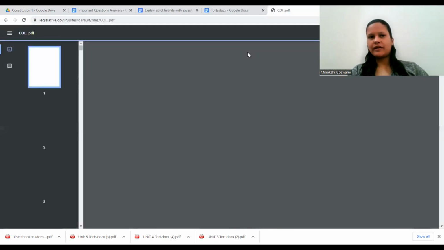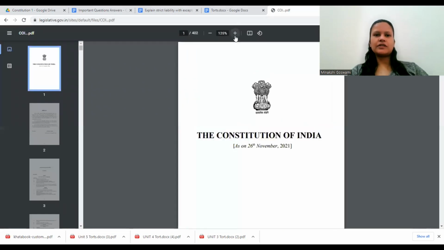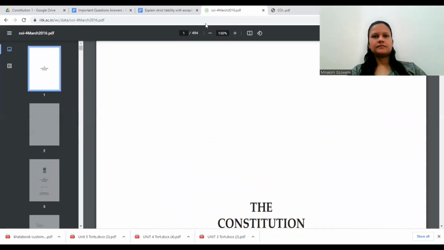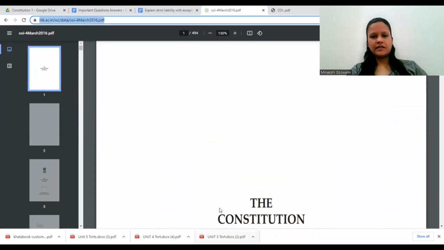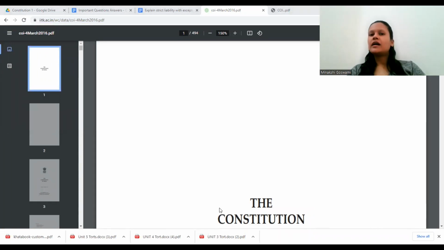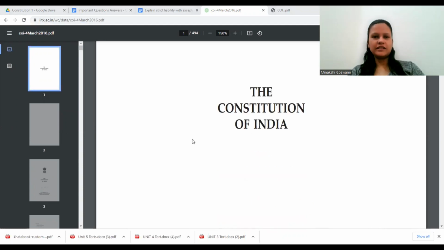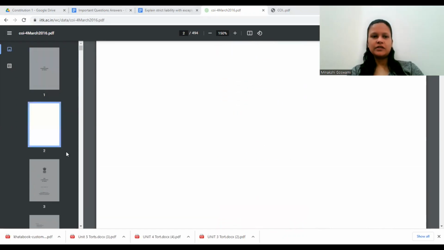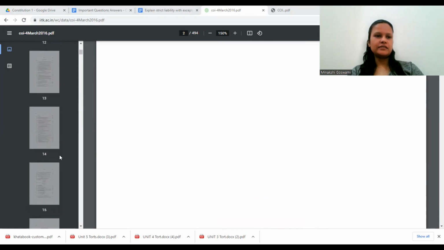So if you have a bare act, you can keep that with yourself, or otherwise you can download the PDF as well. You can save this link with yourself. Sometimes you might get a PDF copy on the internet, but that might not be the updated one. So you can save this link. This is updated by IIT Kharagpur, so this one is the updated version.